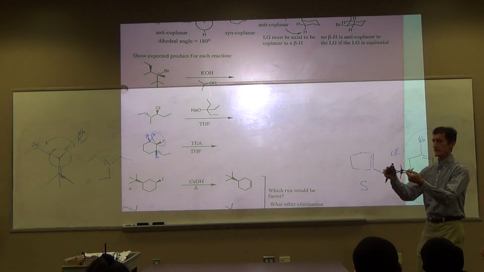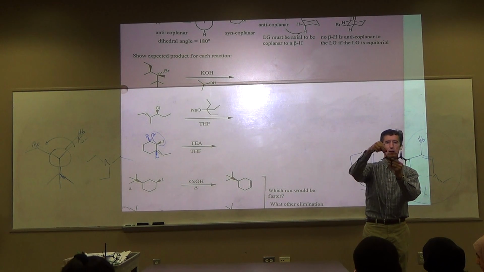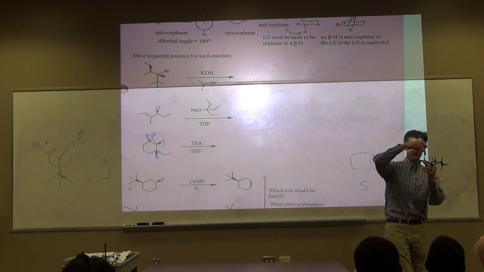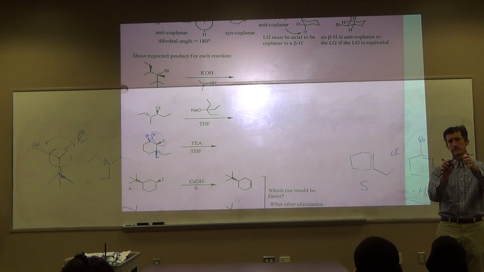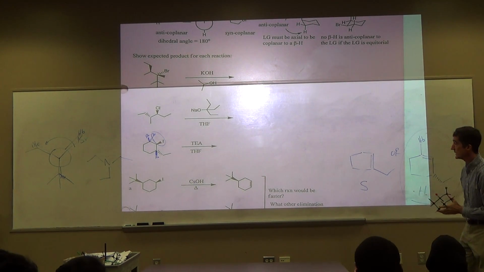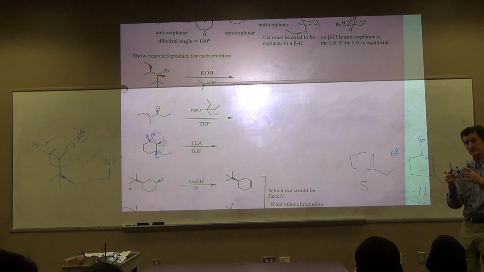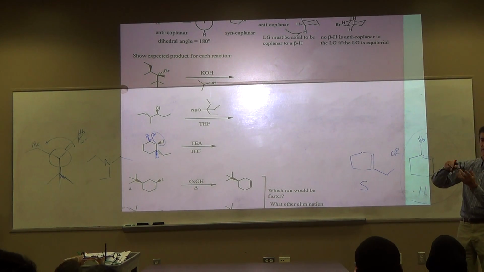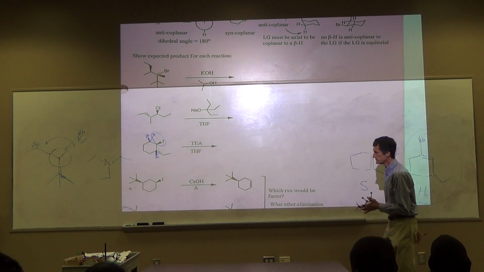Because look, this has to eliminate when the iodine is axial. Is that the best conformation, or could this actually be equatorial? The equatorial may actually be the better conformation. But if it's in the equatorial position, it can't eliminate. It has to take time to go back to the other conformation. If it has to do that, it's going to be slow. That's sort of what this is getting at down here.